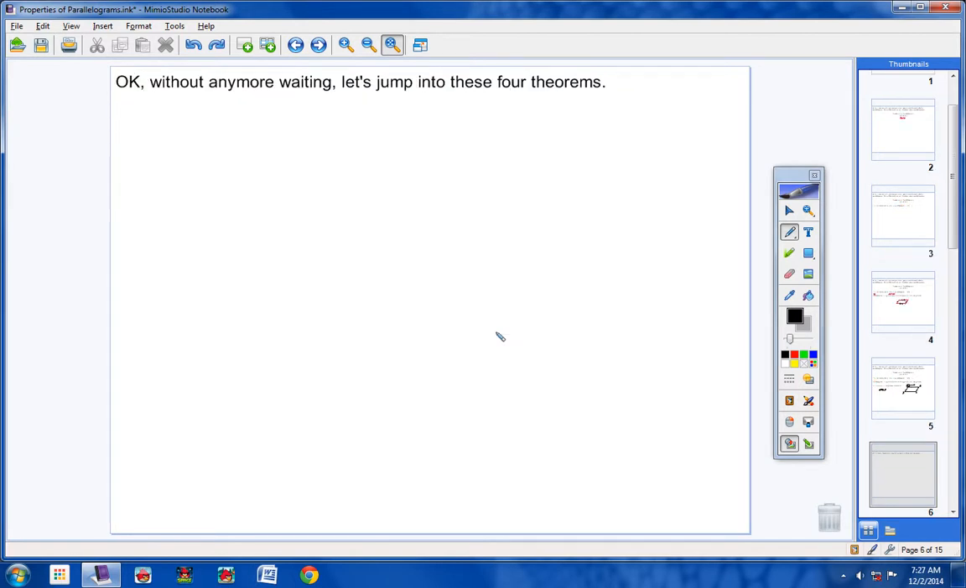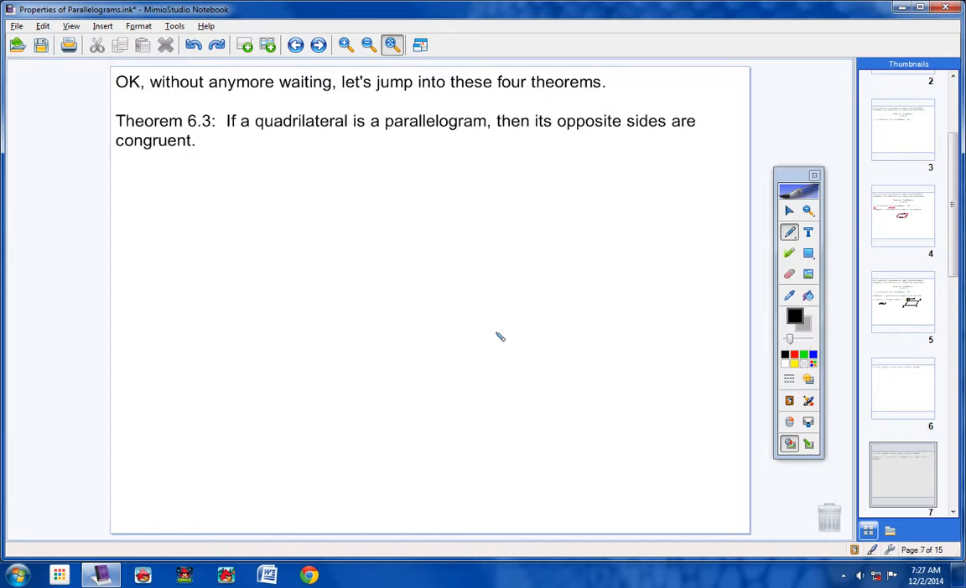Okay, now, without waiting anymore, let's go ahead and jump into these 4 theorems, okay? It's not going to be a very long lesson today. It'll be pretty short. And so, here we go. Here's your first theorem. Please copy this down. You're responsible for this theorem. Please copy this down. If a quadrilateral is a parallelogram, then its opposite sides are congruent, okay? If a quadrilateral is a parallelogram, then its opposite sides are congruent. Copy that down, please. I'll wait just a second.